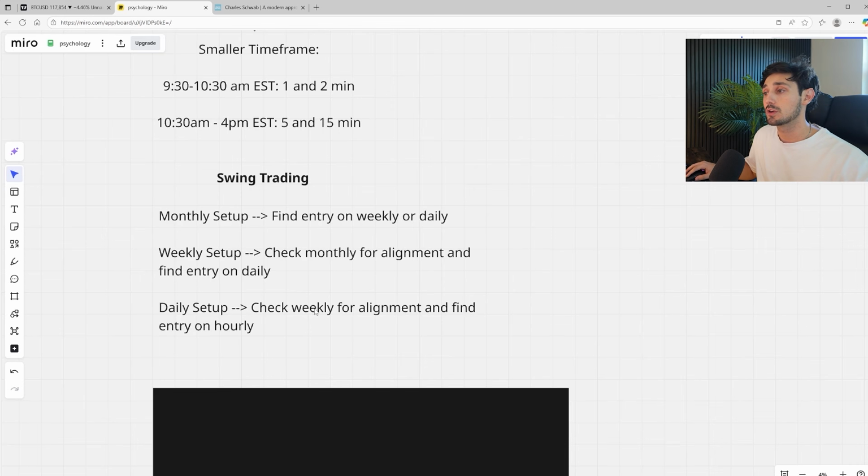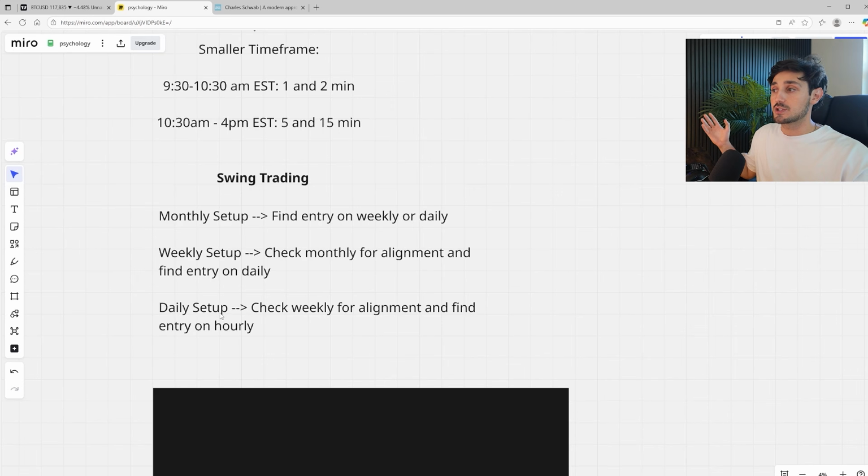From there, you can go to the hourly time frame to trade that bias that you created on the daily chart, right? So the daily chart looks short, you check the weekly, it looks good, it's in a downtrend, it looks bearish, great. That's when you go to the hourly time frame to find a high reward to risk setup to trade that bias you established on the daily chart.